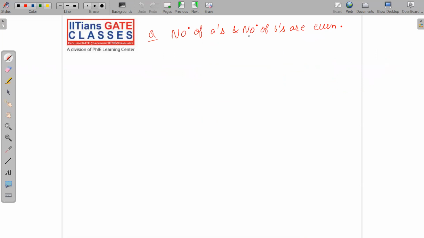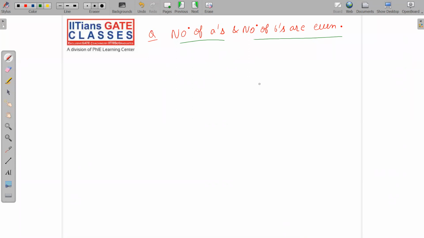Number of A's and number of B's are even. So I hope you have made FA for this. In the previous lectures, I have shown you how to construct FA for it. So similar idea I will apply here for your construction of grammar. See, we cannot write grammar directly. We first have to write DFA. Only then I can convert it into grammar, because it will be very tough.